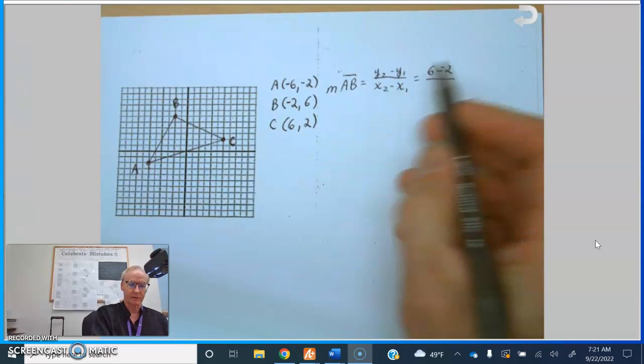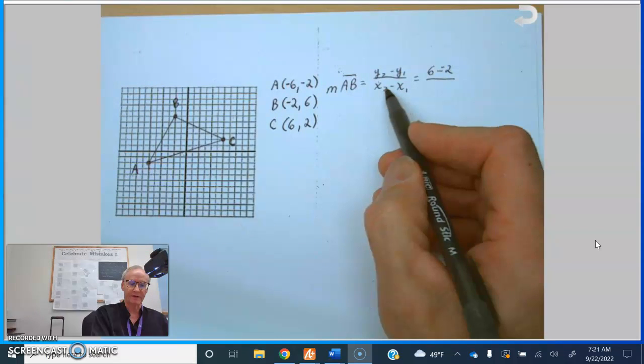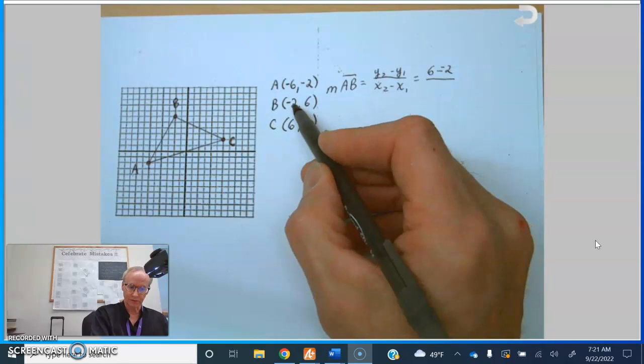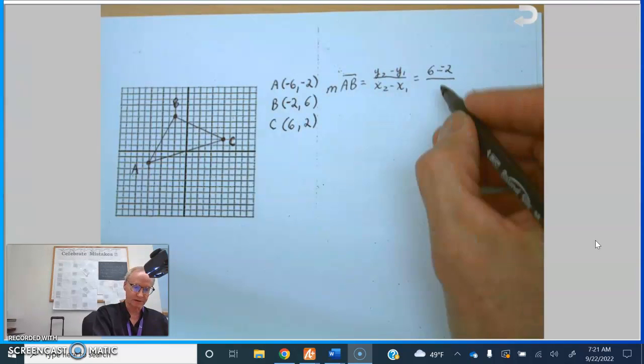Over. Now I'm going to subtract my x's. I have to do it in the correct order. That means that because I started with this one, I now have to start with this x. This is negative 2 minus negative 6.